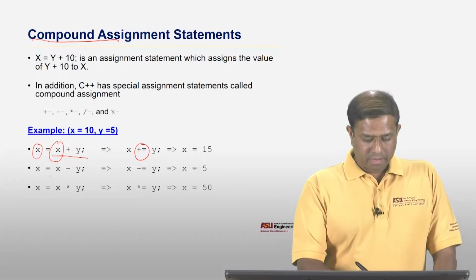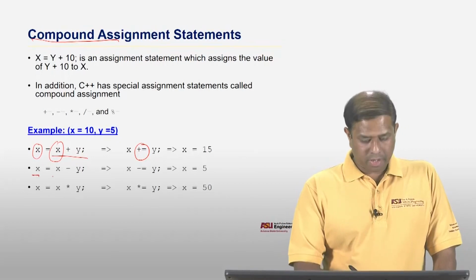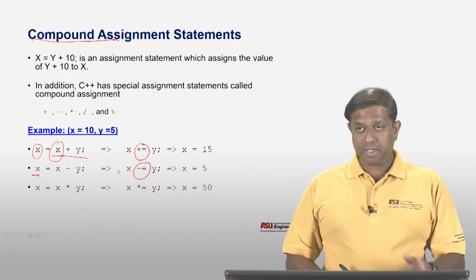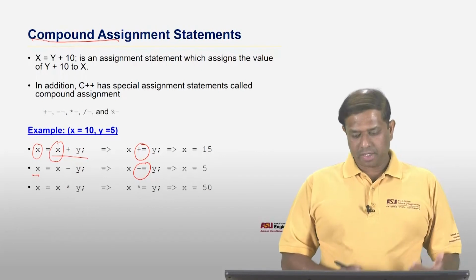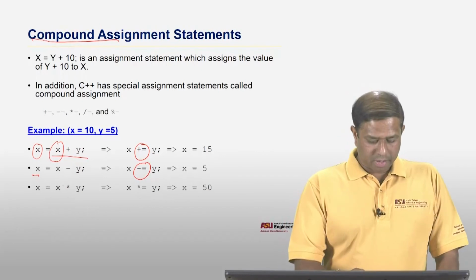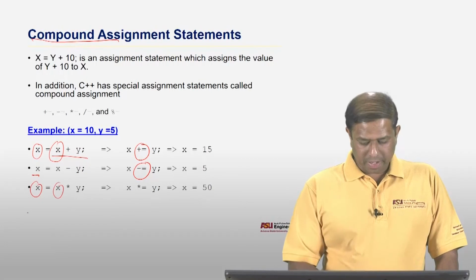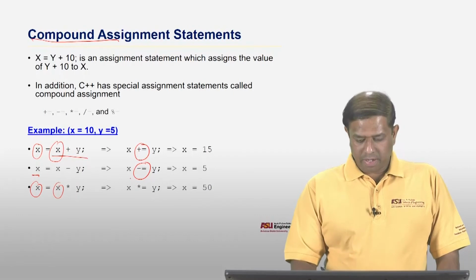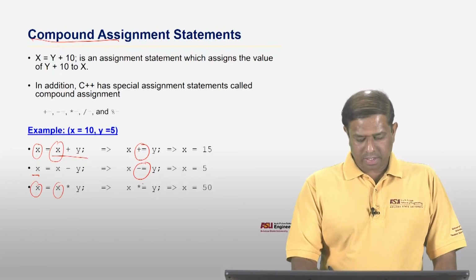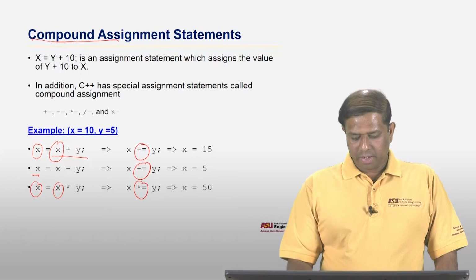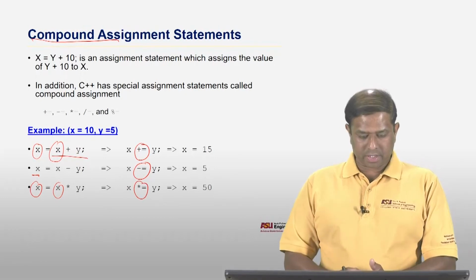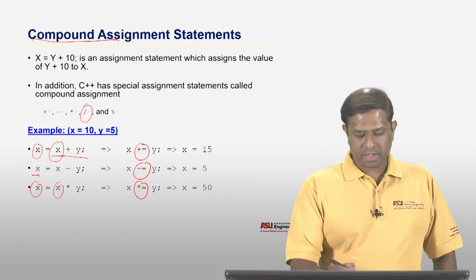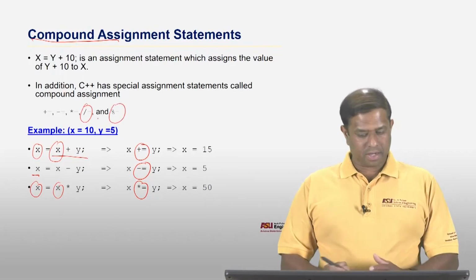Likewise, when you say x equals x minus y, that can be represented as x minus equals y. So that is x equals x minus y, right? Likewise, we can do the same thing for multiplication. So x equals x times y, we can write as x times equals y. That's essentially x equals x times y. Likewise, we can perform other operations like division and the mod operation exactly the same way.